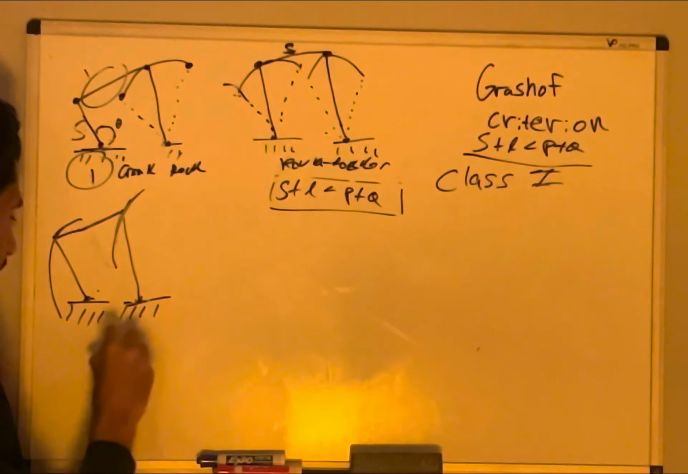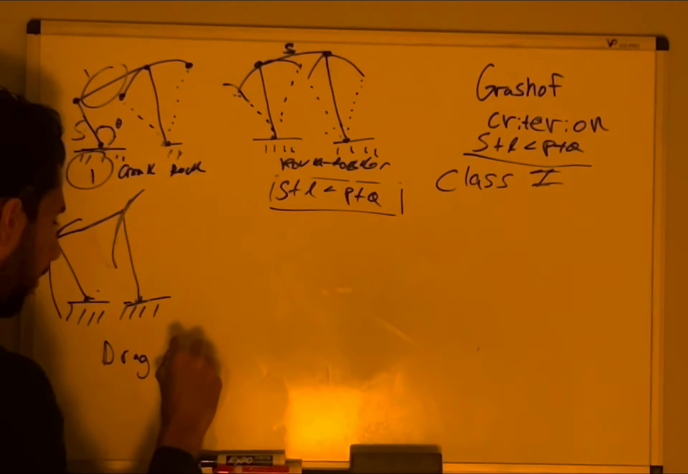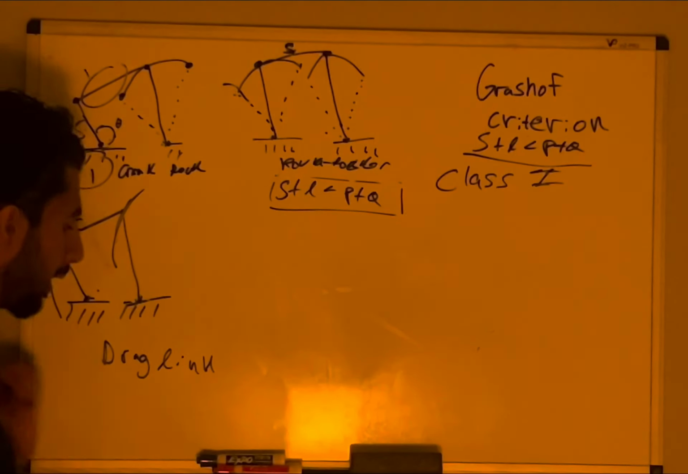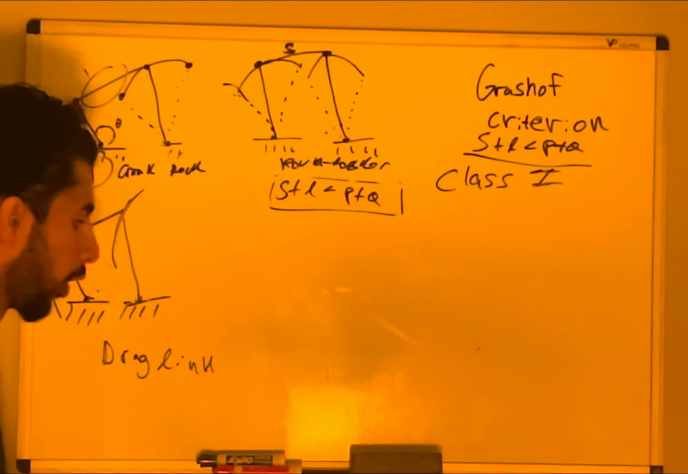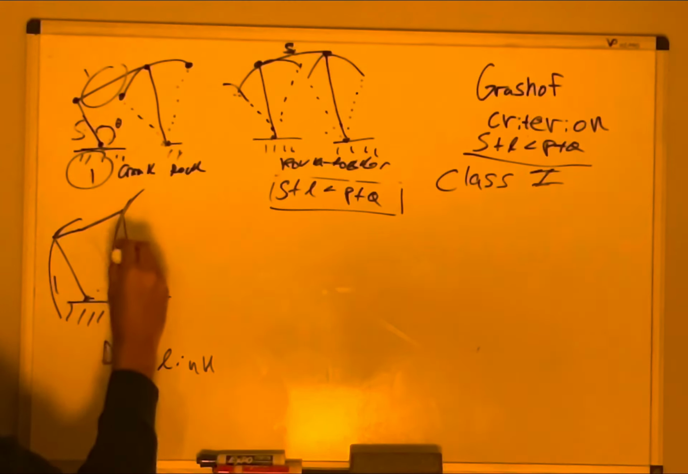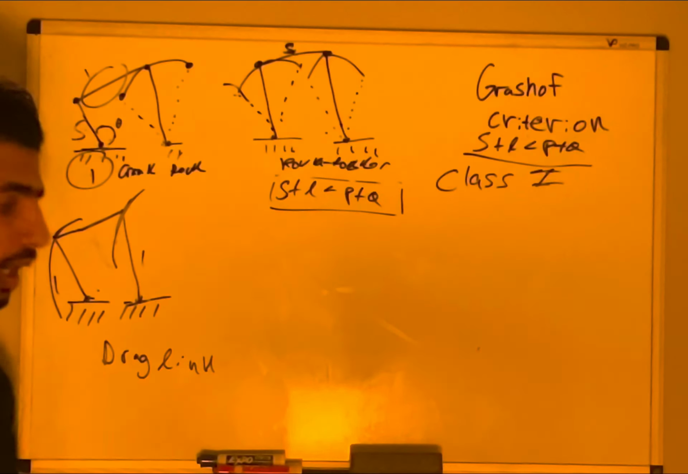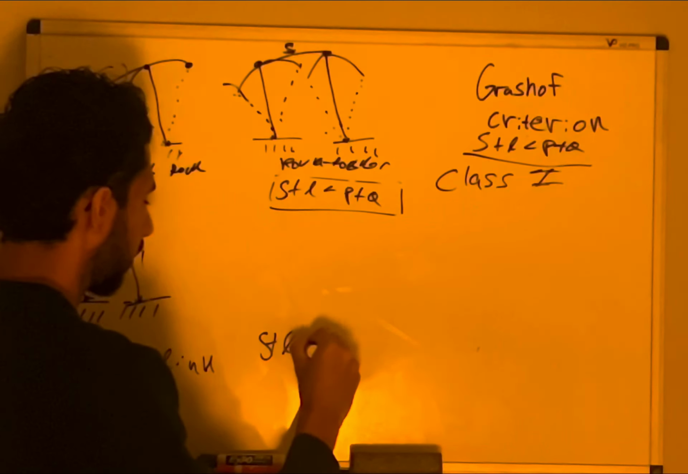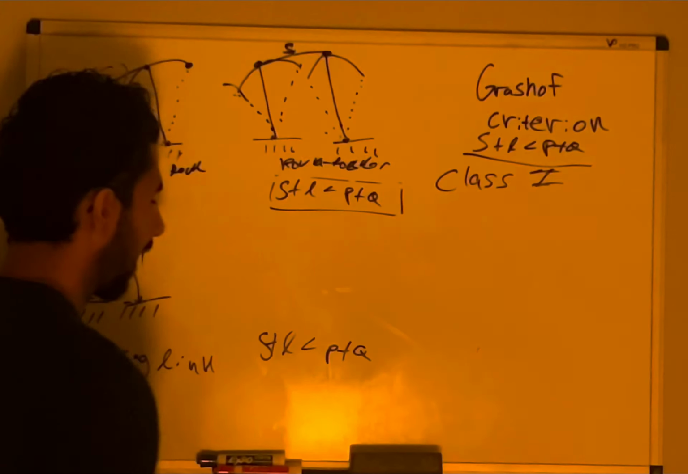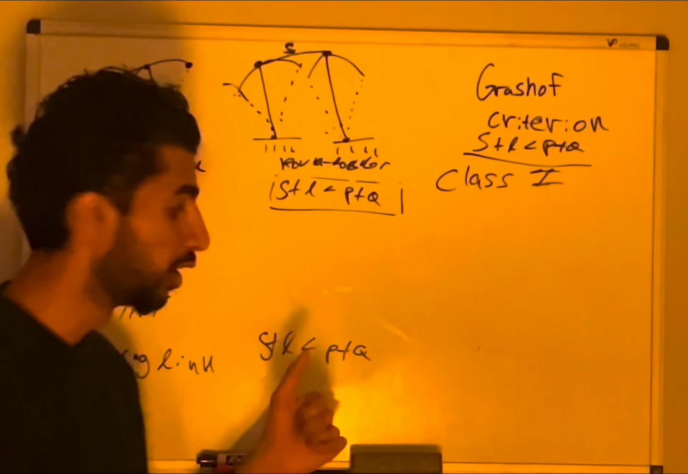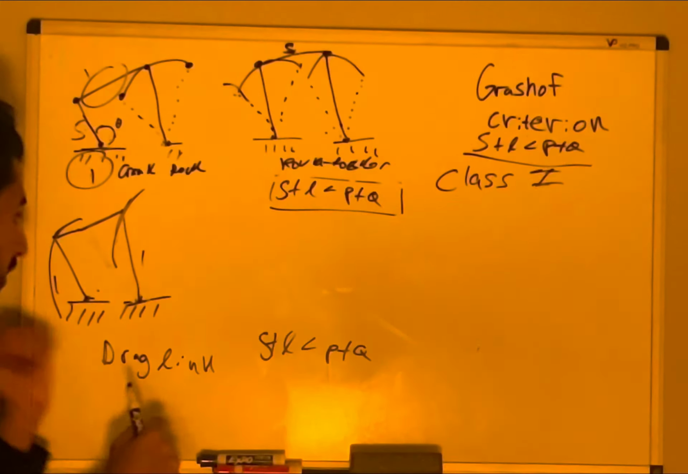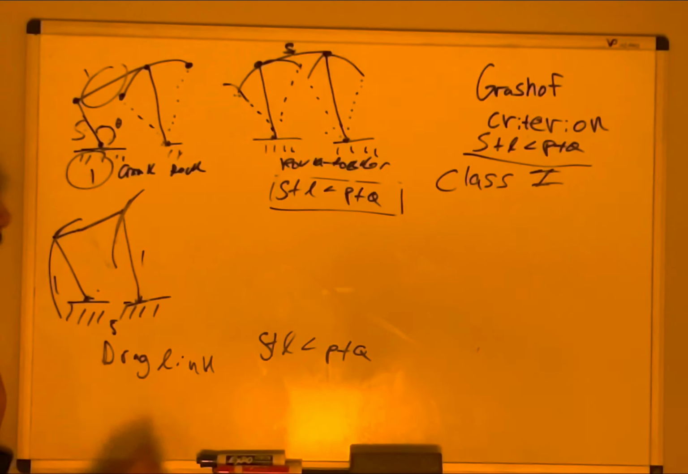Next one we have is the drag link. A drag link is when you have two links in the mechanism that undergo forward rotation, so you have this one and this one. This is very simple. Again, it's a class 1 kinematic chain, because first of all it satisfies this. For every class 1 inversion, to achieve a drag link the shortest link has to be grounded.